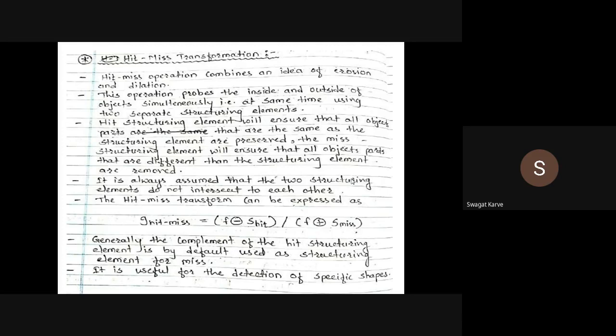And how to design these structuring elements is, we have to design the hit structuring element, and the complement of hit structuring element will be the miss structuring element, right? That means your job is to simply design a hit structuring element. You need not design a miss structuring element separately. Once you have designed the hit structuring element, simply take the complement of that hit structuring element, and you will get the miss structuring element, right? And what is the application of this hit and miss transform?